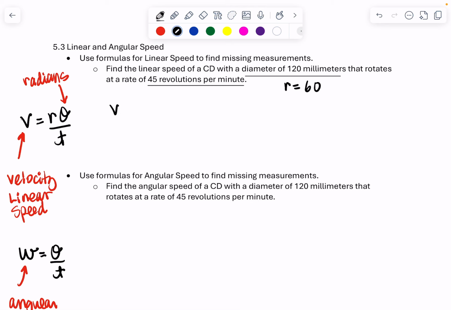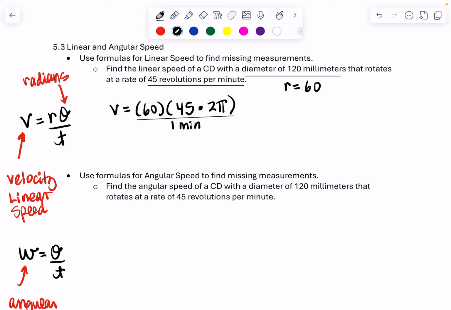So when I go to write my formula to find the linear speed, my radius is 60. And as far as theta, well, that's 45 trips around the circle, and every circle is 2 pi. And that's the radian equivalent of the circle, right? We're not going to put 360 degrees here. We're going to put 2 pi because we need it to be in radians. So 45 trips around the circle, and each circle is 2 pi. And per minute would mean 1 minute.